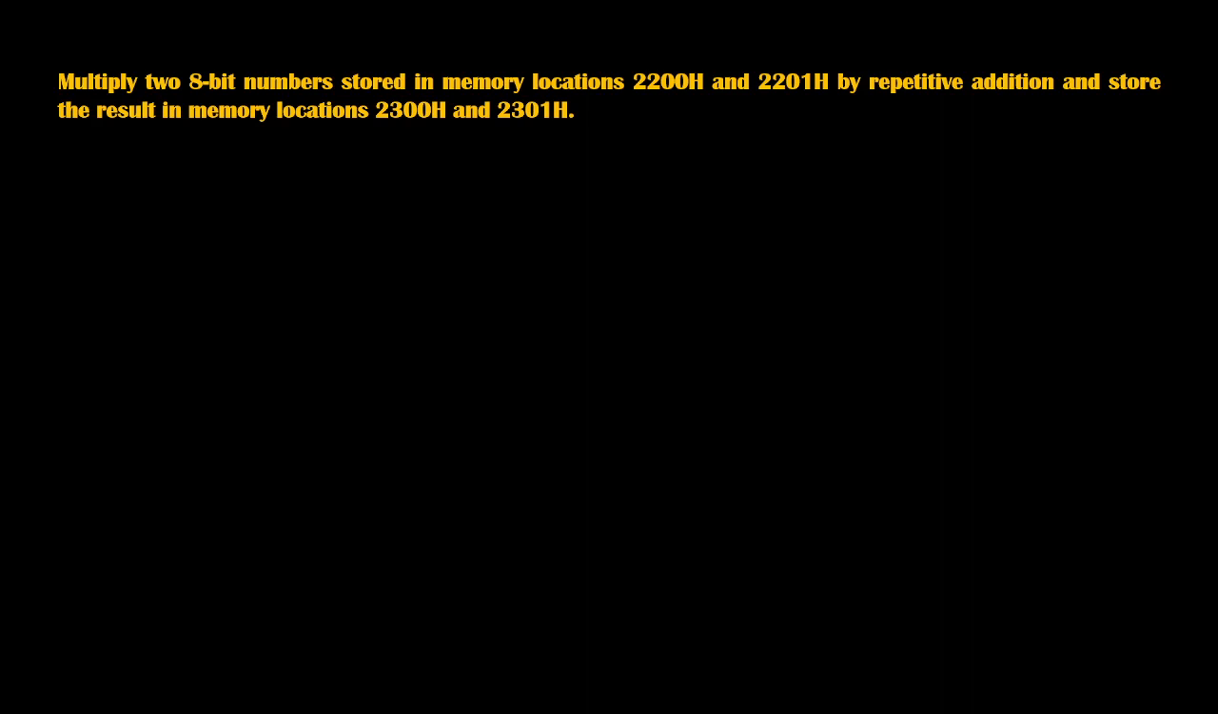Hello friends, today we are going to learn a program of multiplication of two 8-bit numbers. And the program says to multiply two 8-bit numbers stored at memory locations 2200H and 2201H by repetitive addition. Now what is repetitive addition? See, in 8085 there is no direct instruction for multiplication.